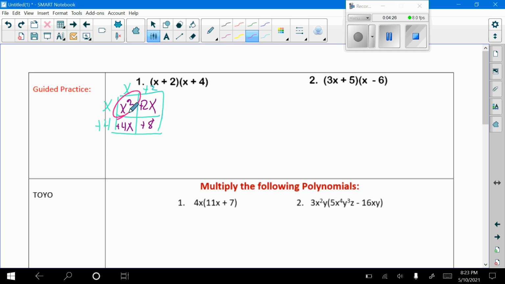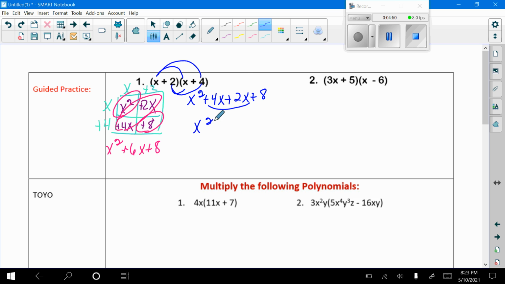My diagonals would be x squared plus 6x plus 8. Showing it over here, I would have x times x is x squared, x times 4 is plus 4x, 2 times x is 2x, and 2 times 4 is 8. Combine like terms, x squared plus 6x plus 8. Either way, it's the same thing.